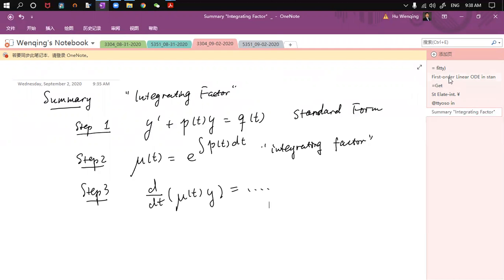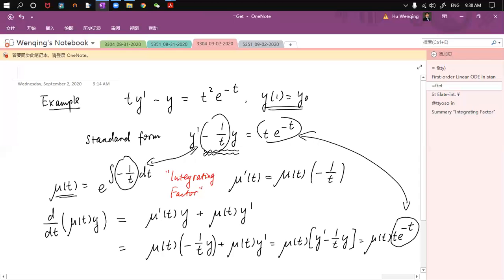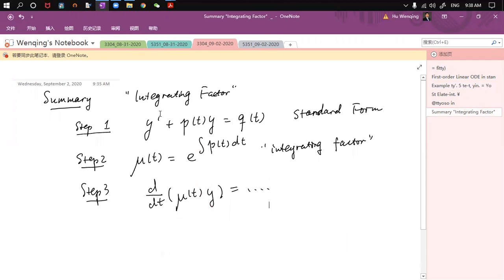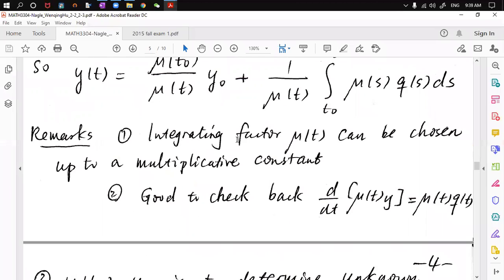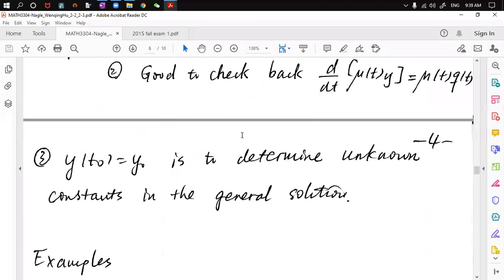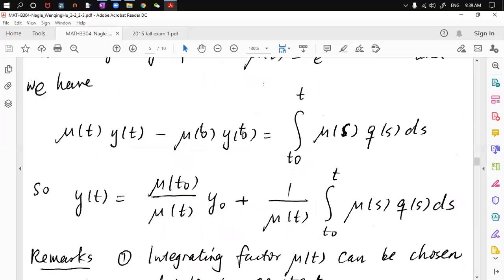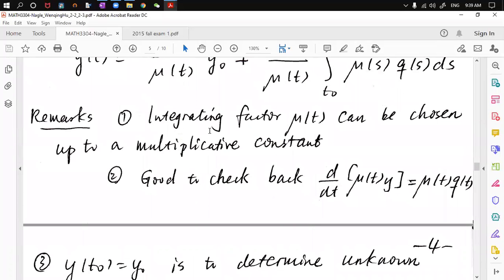And why does it work? It works because, as long as you have mu of t, you take a derivative by the product rule, and you'll always be able to recover the original equation, but in standard form. As long as you have that, you're able to continue with your integration. So that's the 3 steps we summarized for the integrating factor method.